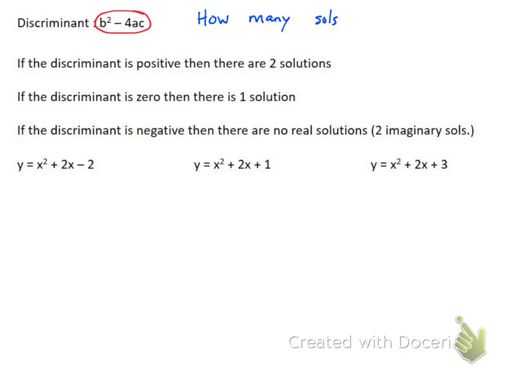And so if my discriminant is any positive number, I have 2 solutions. If it's 0, I have 1 solution. And if it's negative, I have no solutions. So 0 solutions ends up giving me imaginary numbers.